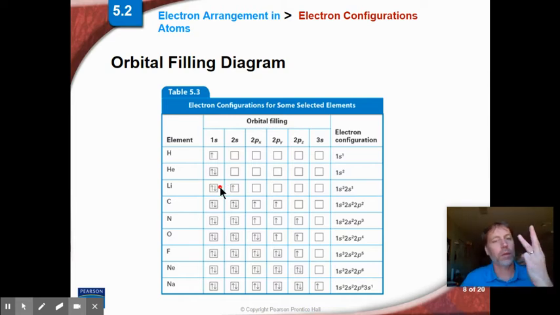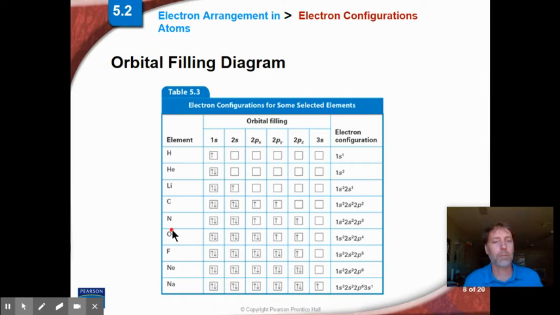So since lithium has 3, we move on to the next energy level in orbital, which is the 2s. So we have 1s2 that's filled, and then we have 2s1. So the electron configuration is 1s2 2s1. So those are the electron configurations for the first 3. Let's jump down to another one here. Let's jump down to nitrogen.